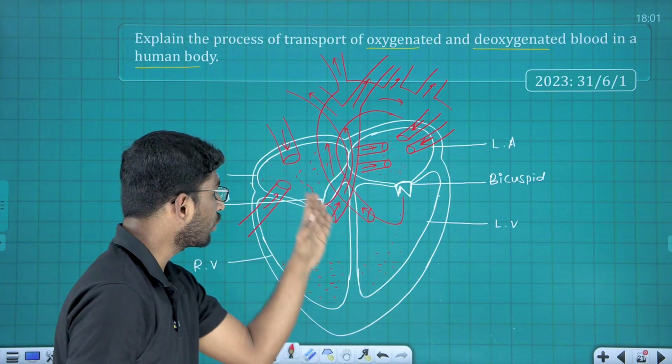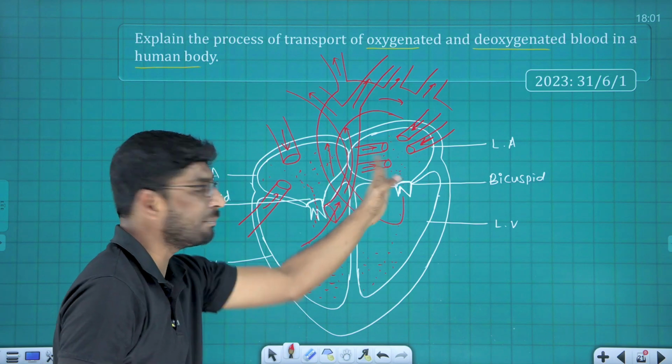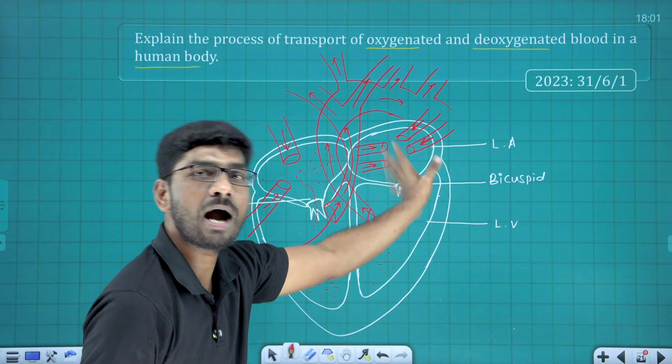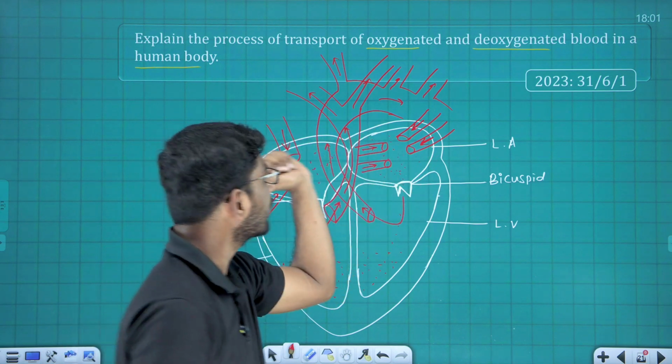This is a 5-mark question. You should remember all the blood vessels. You should remember all the chambers of the heart. Clear? Go on to the next question.